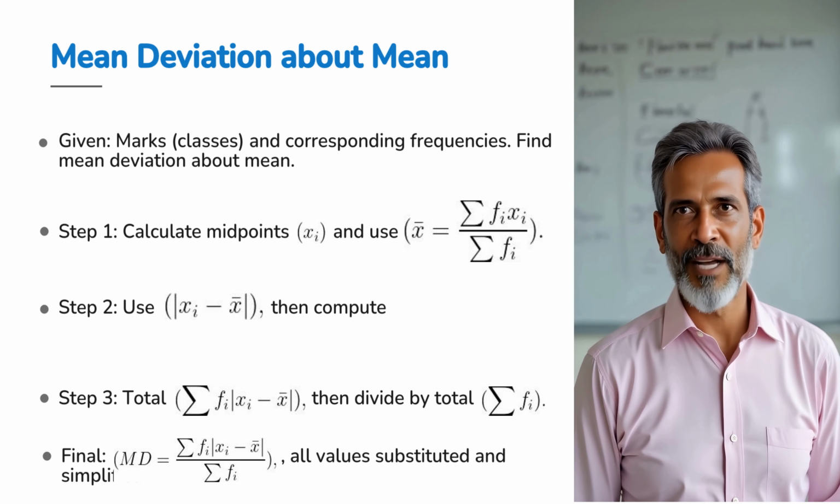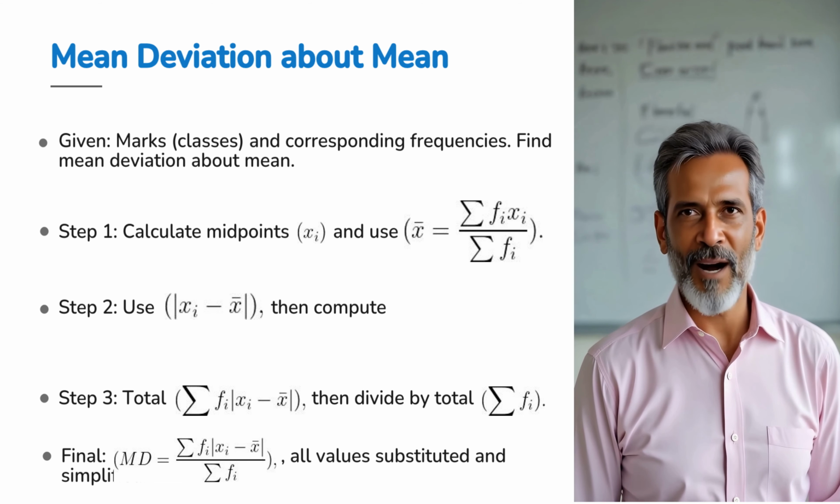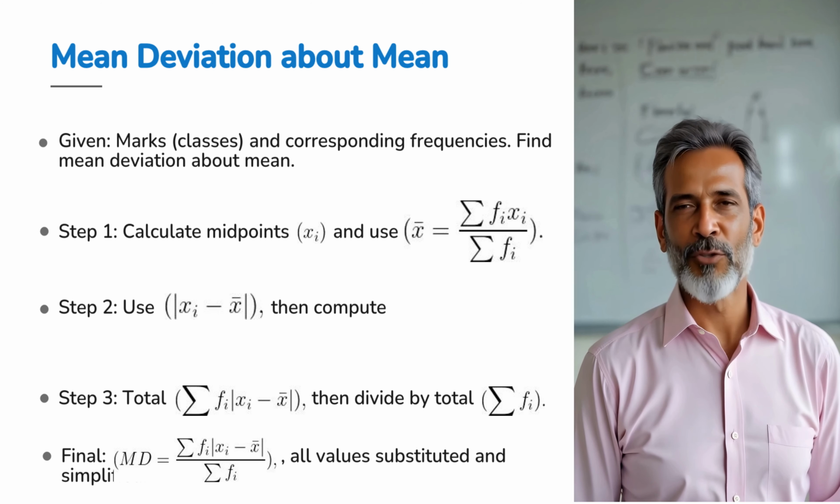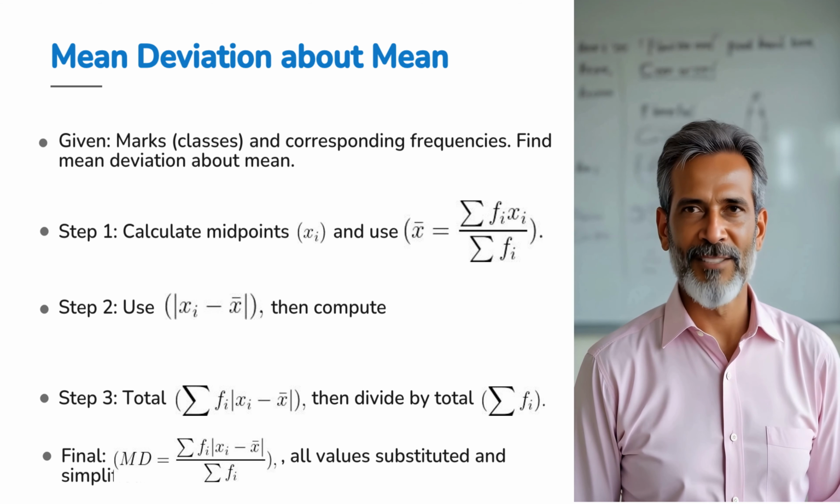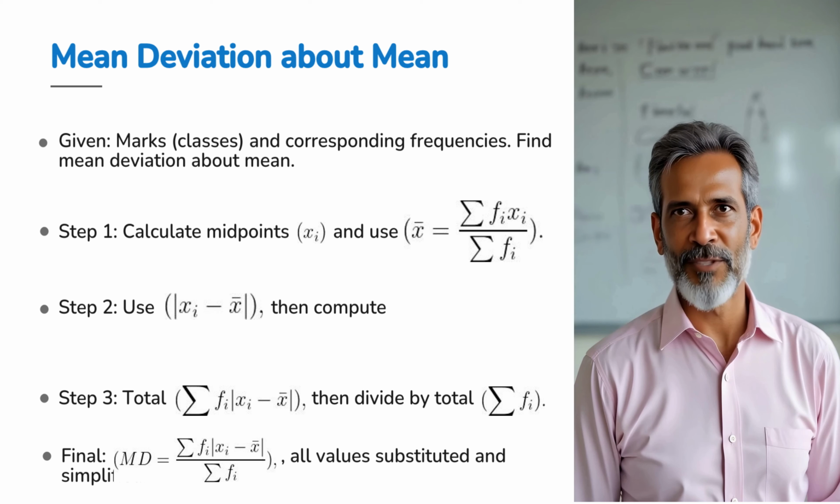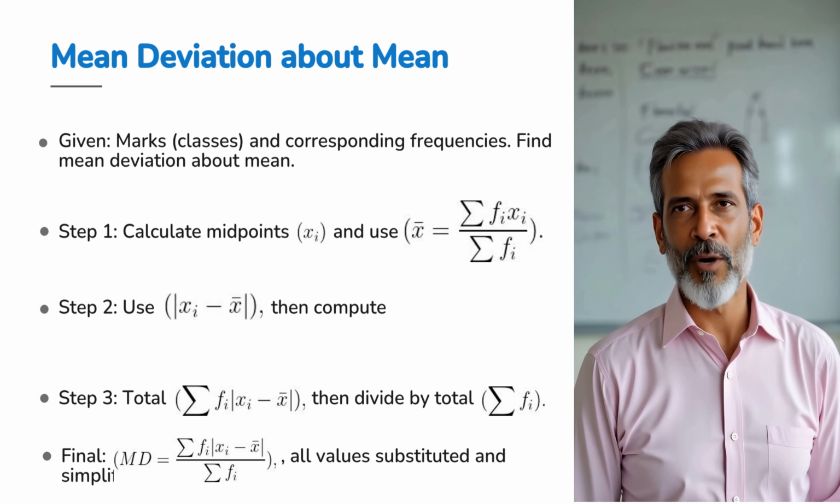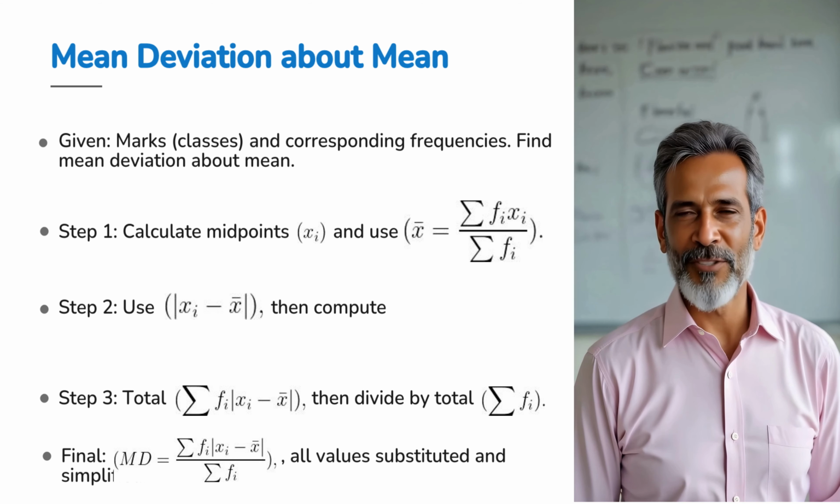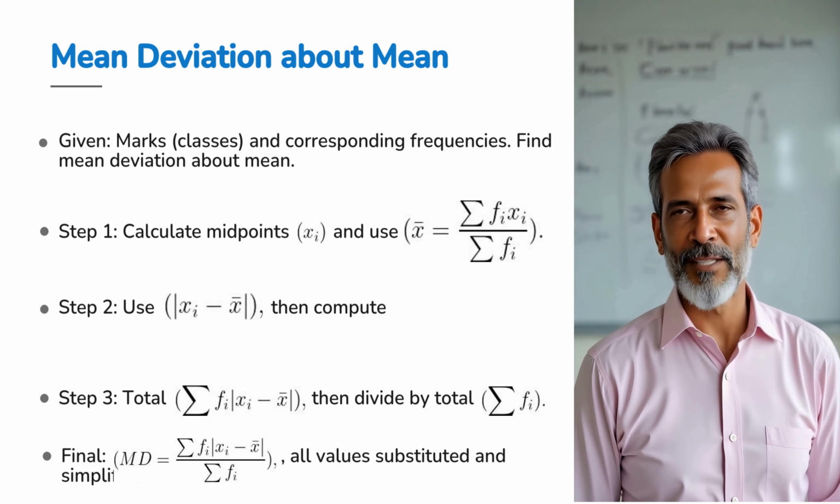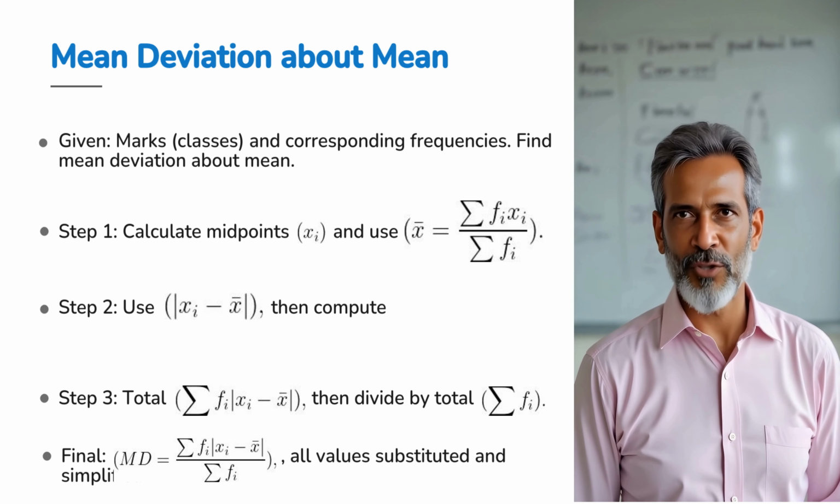Multiply each absolute deviation by the corresponding frequency f sub i. Add all these products to get the total weighted deviation. Finally, divide this total by the sum of all frequencies to obtain the mean deviation. The formula stands as mean deviation equals sum of frequency times absolute deviation over total frequency. Imagine a frequency table filled with these columns: class marks, frequencies, deviations, absolute deviations, and frequency times absolute deviation. It's a neat way to organize your calculations. This method efficiently summarizes the spread in group data, like test score ranges.